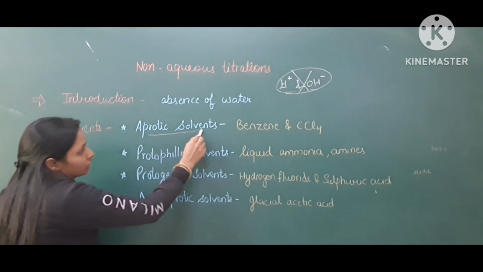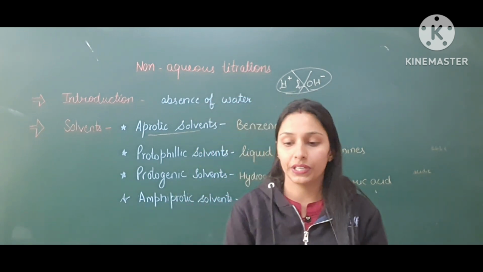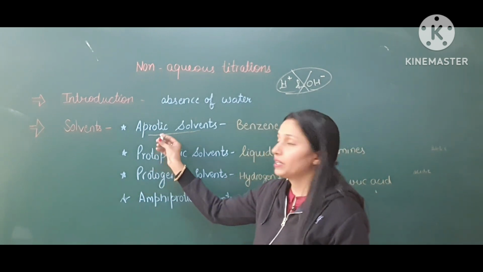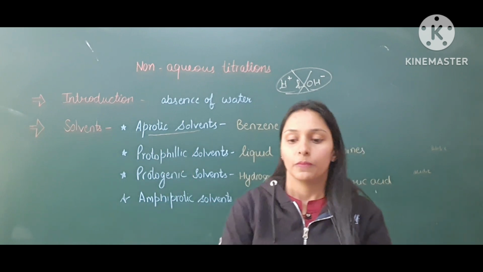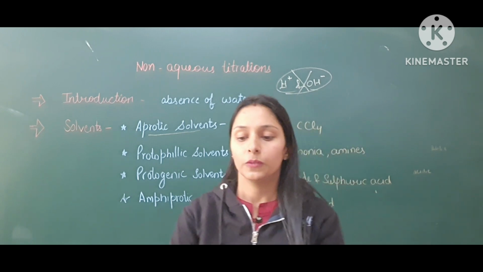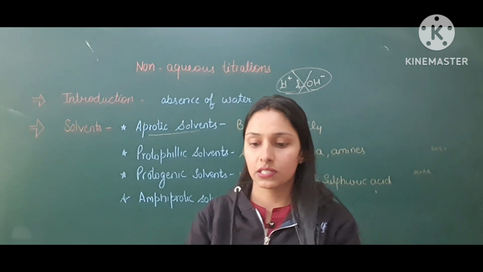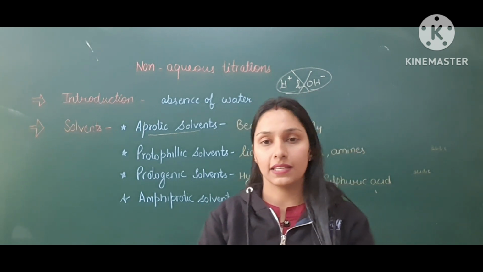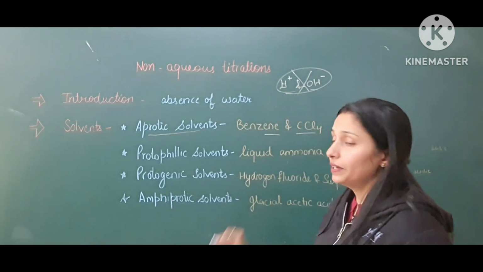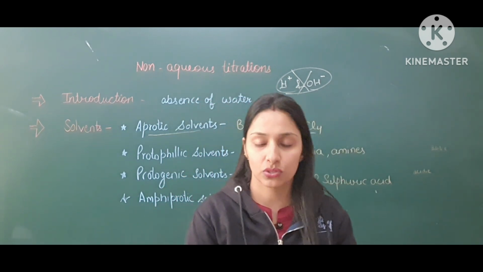First one is aprotic solvent. What does aprotic solvent mean? These are the solvents which are chemically neutral and inert. Aprotic solvents are chemically neutral and inert, and they have a low dielectric constant. They do not cause ionization in the solvents and will not react with acids or bases. For example, benzene and carbon tetrachloride are the best examples of aprotic solvents.